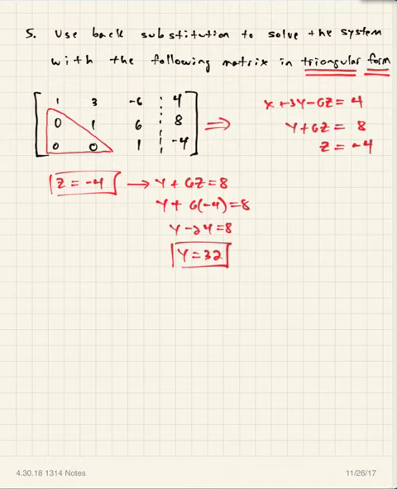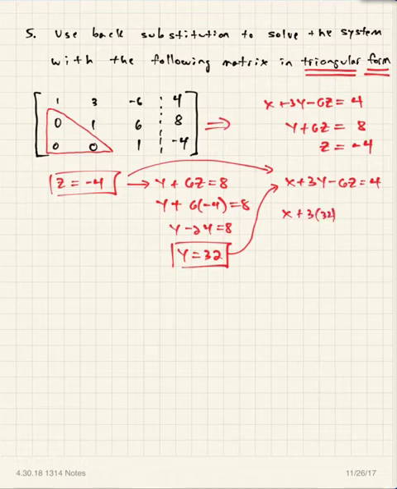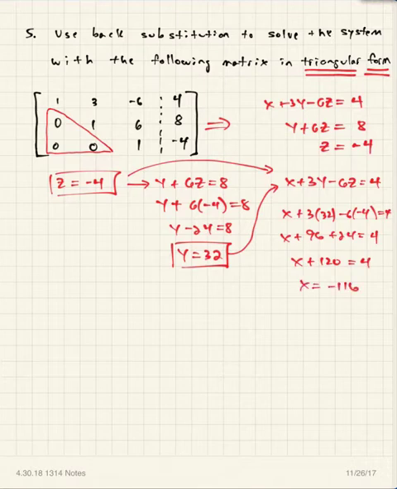And now that we have y and z, the first equation gives us x, right? So we take that z value that we had, and now this new y value that we just found, we put those into that equation, and we can find x. So you have x plus 3 times 32 minus 6 times negative 4 equals 4. So you have x plus 96 plus 24 equals 4. So you have x plus 120 equals 4, or x equals negative 116. And so you get the ordered triple solution, negative 116, 32, negative 4, like that.